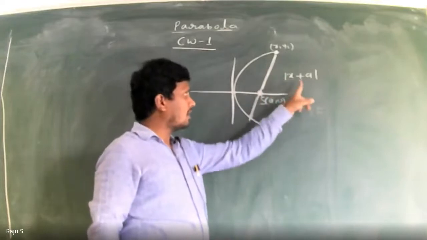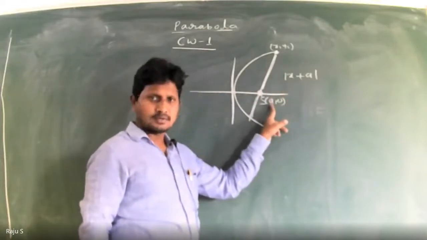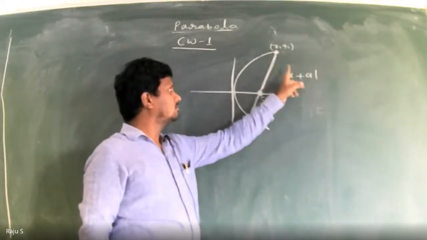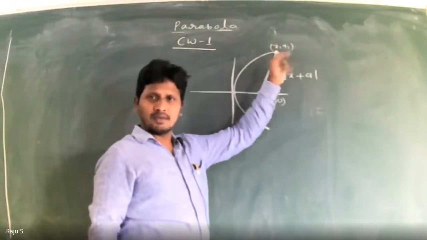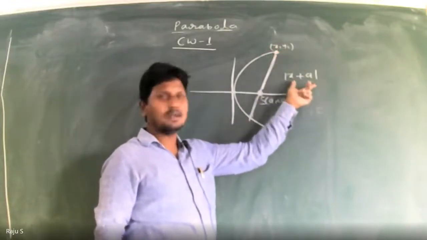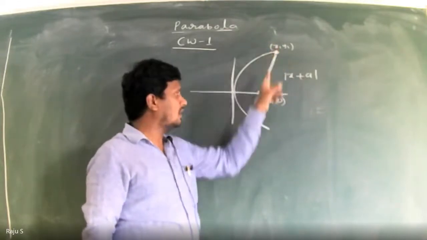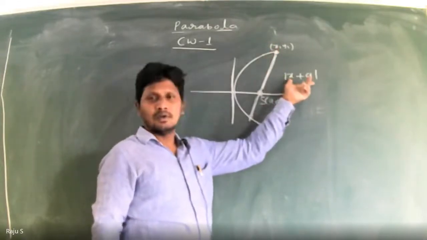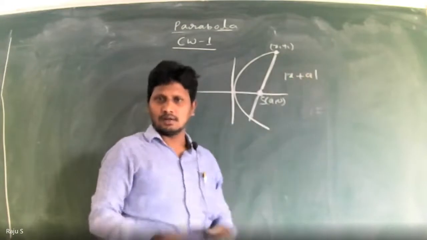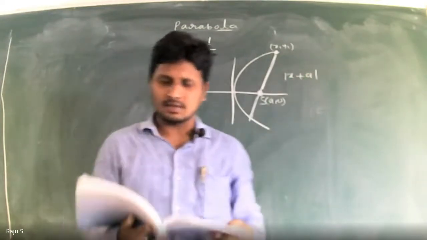From the parabola we'll get the value of the focus, and from the given point, you can simply find the x coordinate plus a. X coordinate plus a will give the length of the focal chord. This is the kind of question they'll ask here.